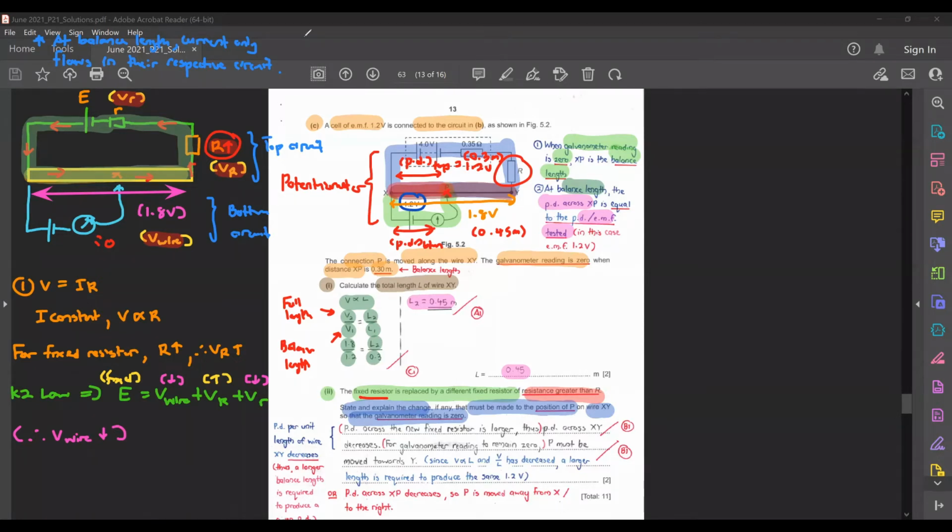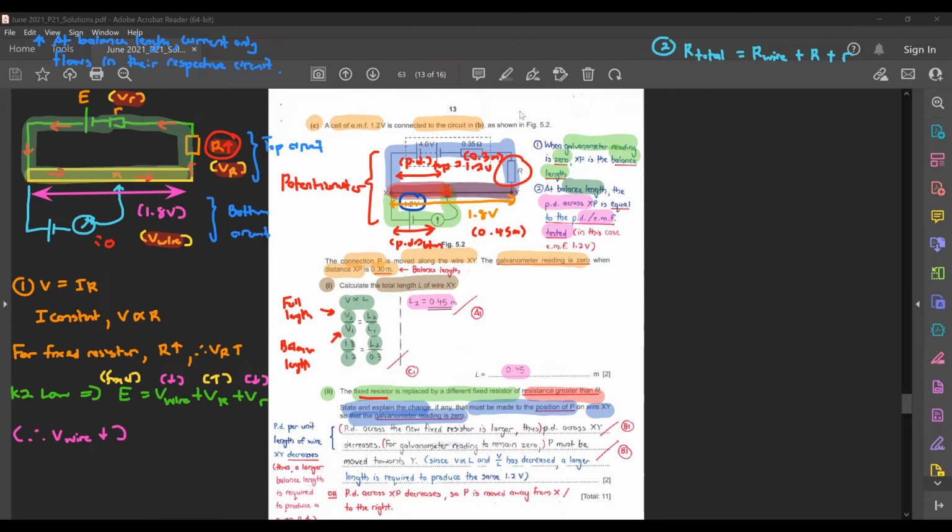Now, there's a second method that we can use to determine what happens to the PD of the uniform resistance wire. If you talk about the total resistance inside the circuit right now, it is made out of the resistance of the wire added with the fixed resistance, added with the internal resistance. You can just add them all up because they're connected in series.